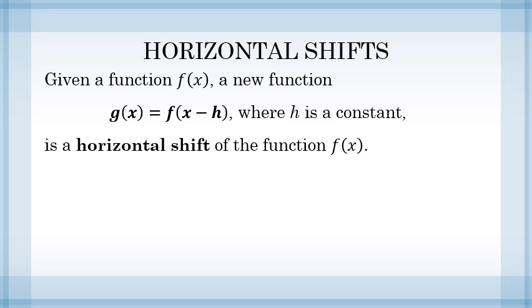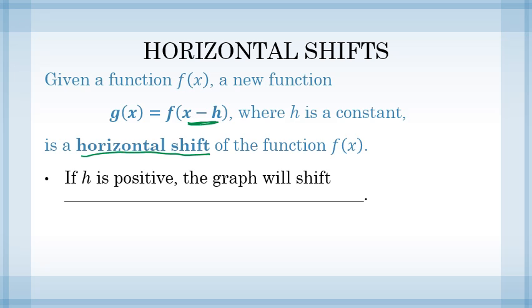Hopefully you were able to obtain from the last exploration that when you add or subtract a value inside of the function, you're actually doing what's called a horizontal shift. So you'll be shifting the graph. When that h was positive, the graph is going to shift to the right h units.